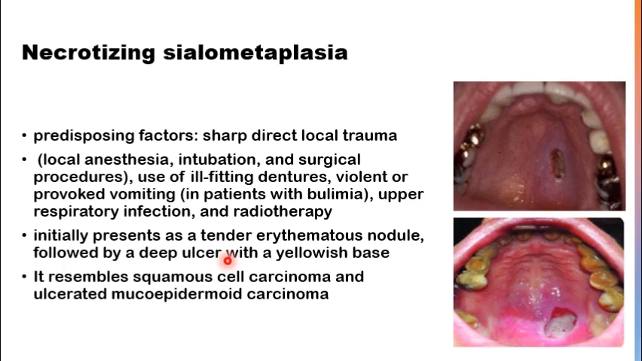The ulcer would have a yellowish base. It resembles a squamous cell carcinoma because of the indurated and rolled border, and it can also resemble mucoepidermoid carcinoma. And if the ulcer persists without healing for a few weeks, it should be biopsied.